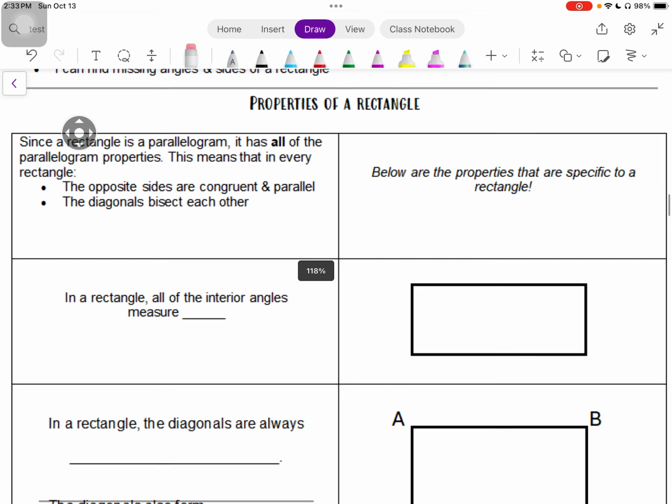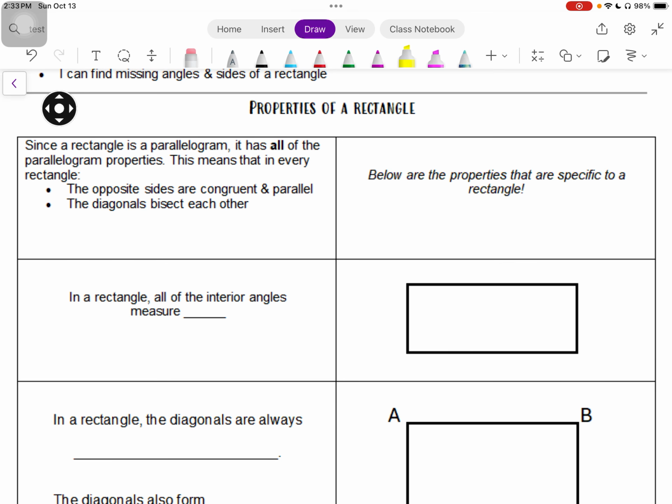All right, so in our first box here, we start with the most important: since a rectangle is a parallelogram, it has all of those properties. They're listed here, but it has the 5 properties of a parallelogram. So we have all 5 of those things plus 2 more. The first new property is that in a rectangle, all measures of the interior angles are 90 degrees. So these 4 angles in our rectangle are going to be 90 degrees.